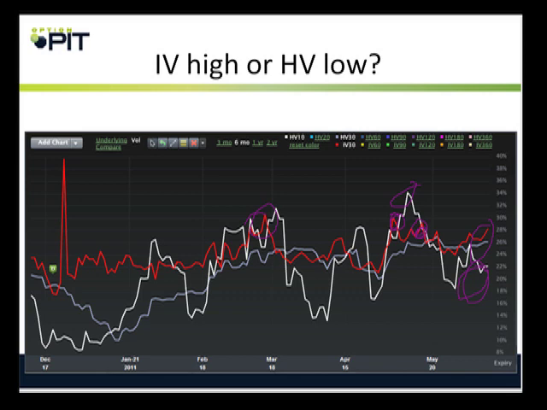Does anyone understand the difference? There's a big difference between low HV and a high IV. If you've got low IV and low HV, then HV is too low. If you've got high IV and low HV, IV may be too high. Or there may be an event coming. That's your other option.